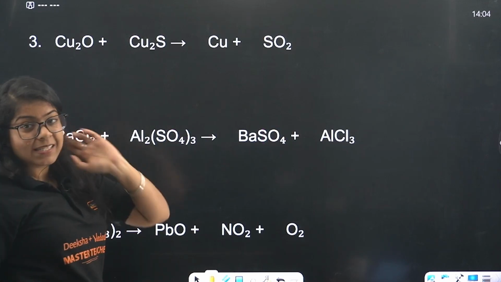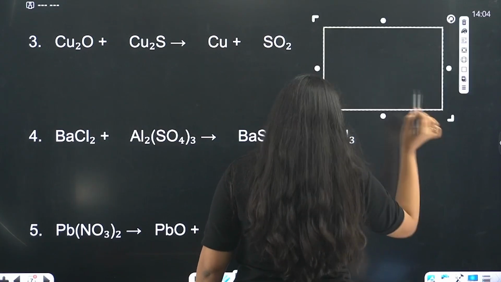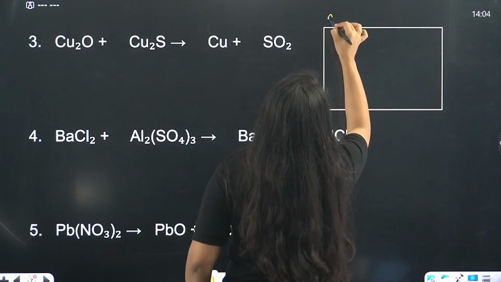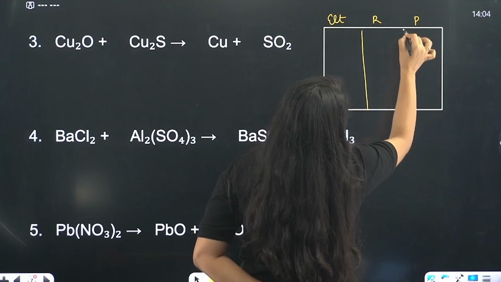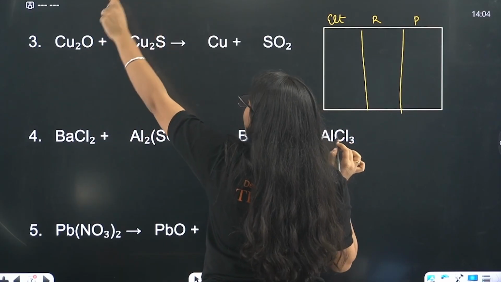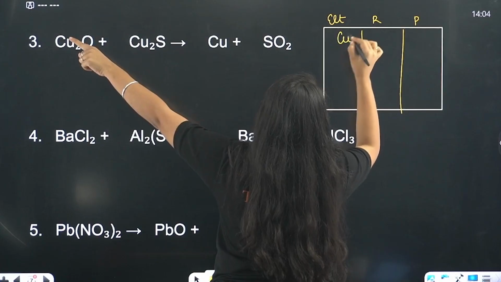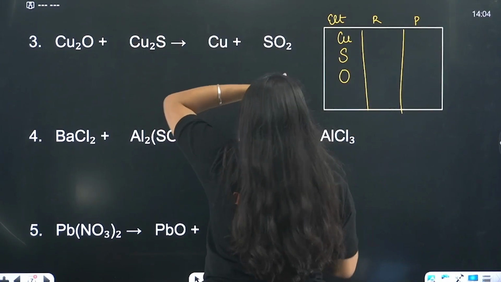Okay, we have so many examples. Let's try to do it in a miniature version. Let's make a box. We have elements, reactants and products. The elements are copper, oxygen and sulfur. Which one is the metal? Copper is the metal. Sulfur is the non-metal. Then we have oxygen. That's it.